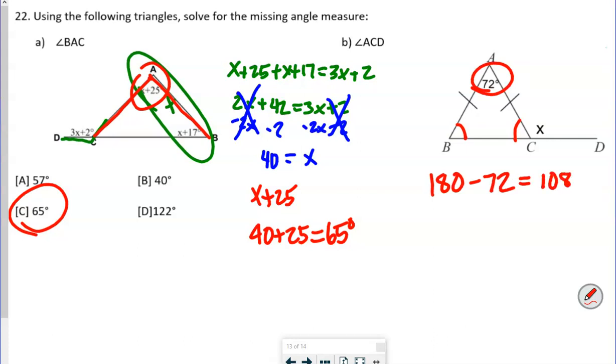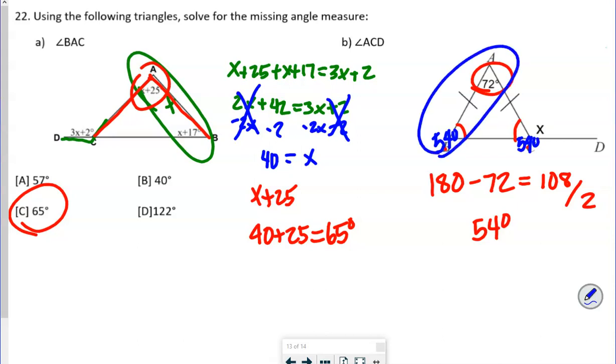And then because these two angles are congruent, we're going to divide that 108 by 2, so that's going to give us 54 degrees, right? So that means that both of these angles down here are 54 degrees. This is 54 degrees, and this is 54 degrees. So now we could solve x one of two ways. We could add these two together, 54 plus 72, or we could do what?